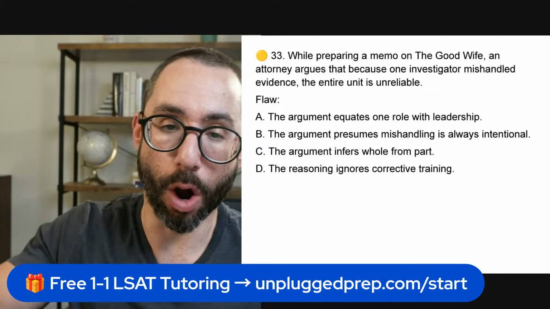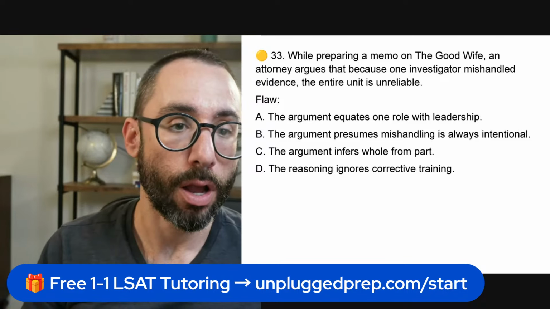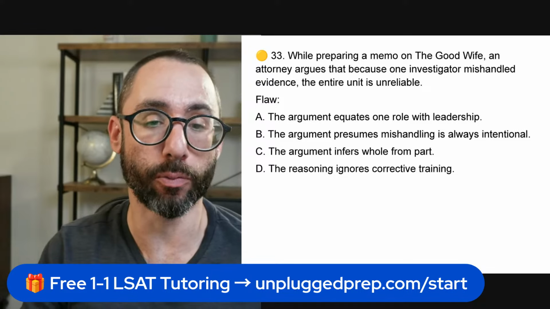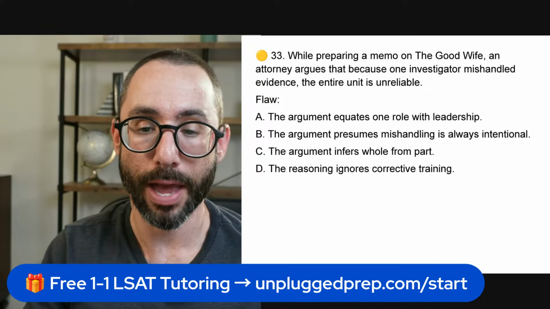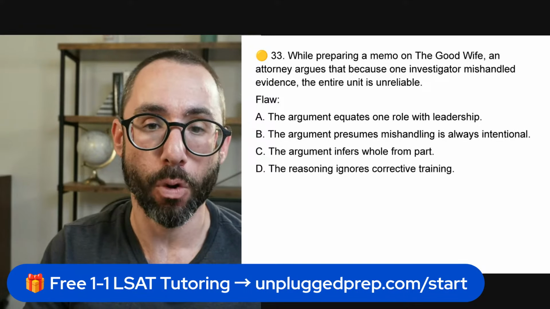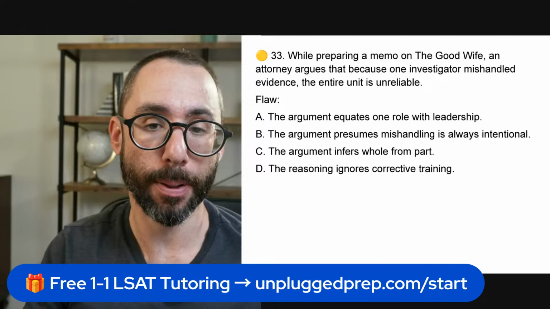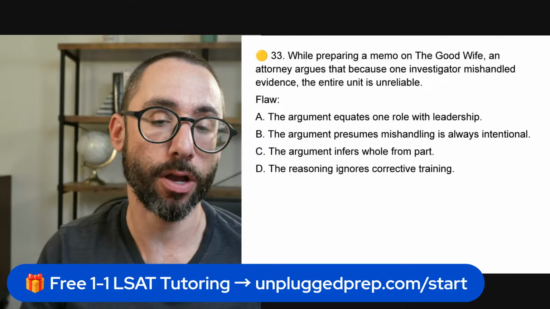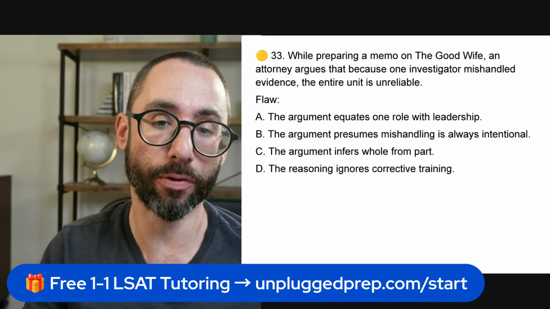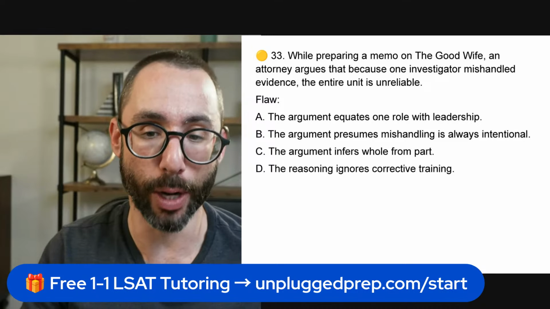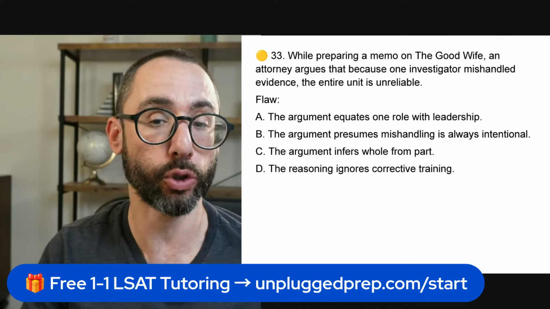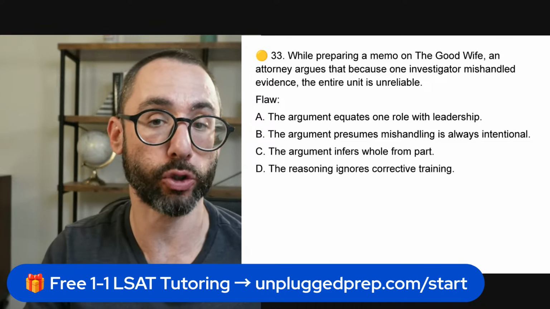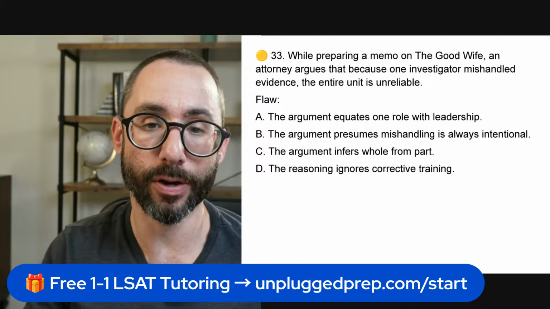While preparing a memo on The Good Wife, an attorney argues that because one investigator mishandled evidence, the entire unit is unreliable. What is the flaw? A, the argument equates one role with leadership. B, the argument presumes mishandling is always intentional. C, the argument infers whole from part. Or D, the reasoning ignores corrective training. When you have your answer, please drop it in the chat, A, B, C, or D. If you're not sure, just drop a question mark, but do commit to an answer.